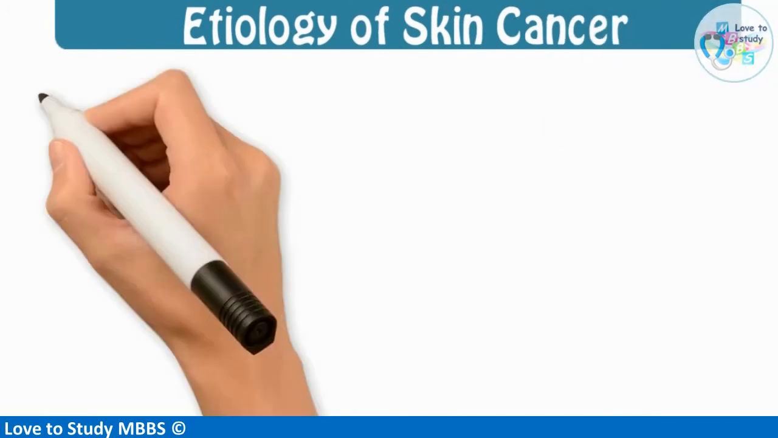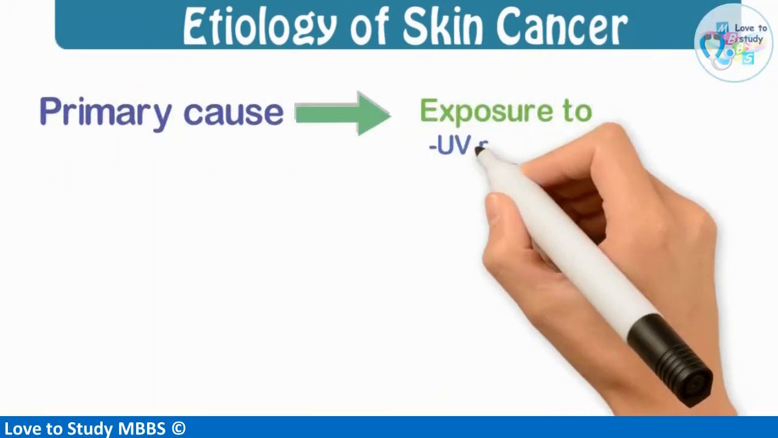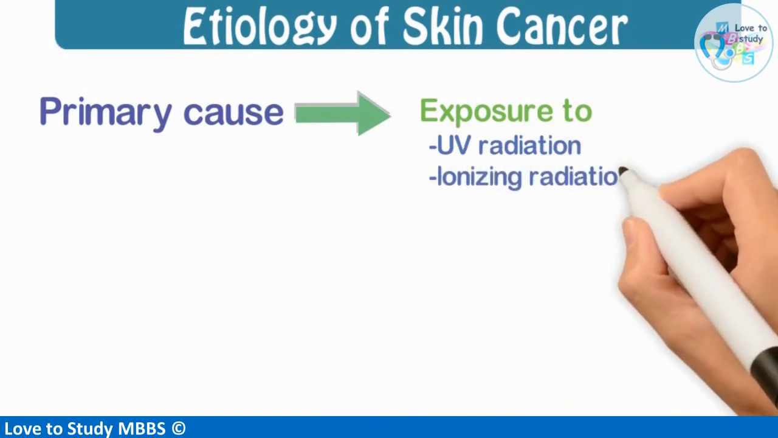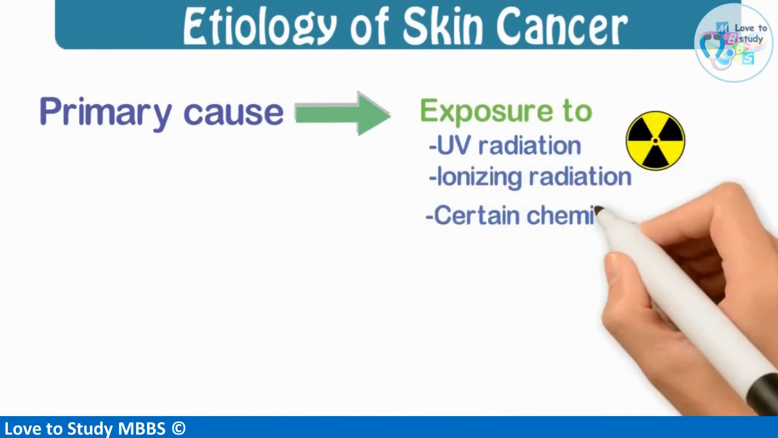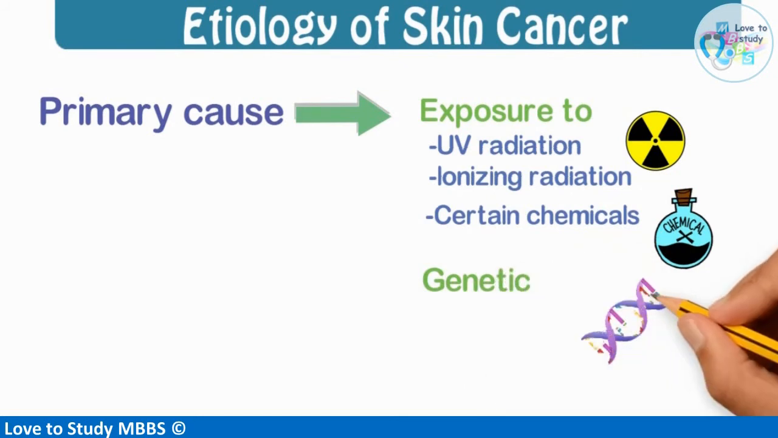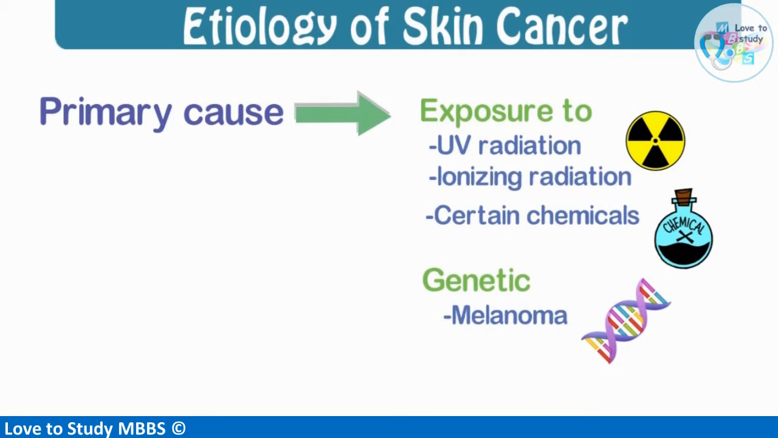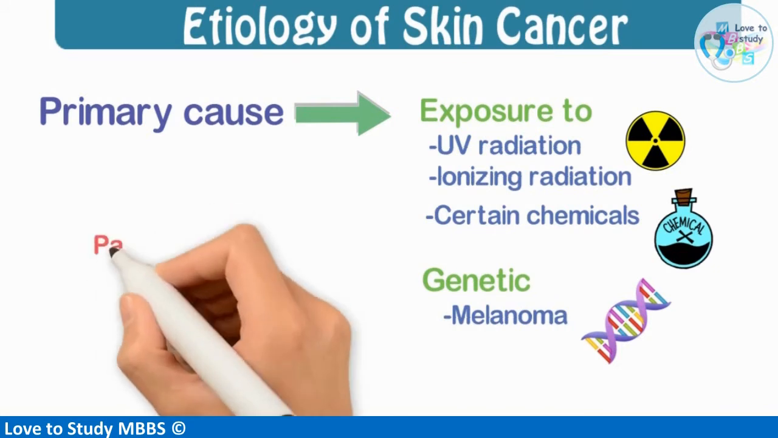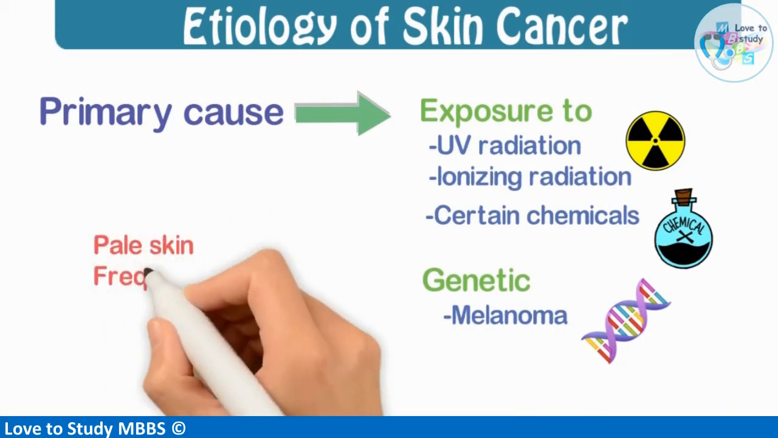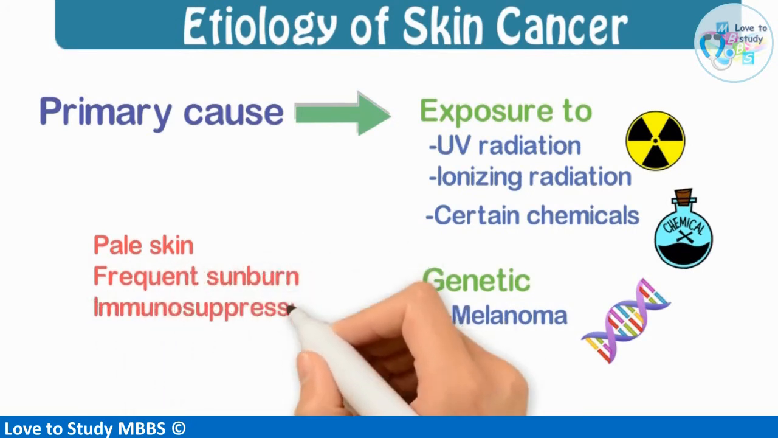Etiology of skin cancer. The primary cause of these skin cancers is the damage that occurs to the skin from exposure to UV radiation, ionizing radiation, or certain chemicals. There appears to be a genetic predisposition to getting any type of skin cancer, but particularly to melanoma. Patients who get these types of cancers not only have a history of pale skin, but will have a history of frequent sunburn or a medical problem with immunosuppression.